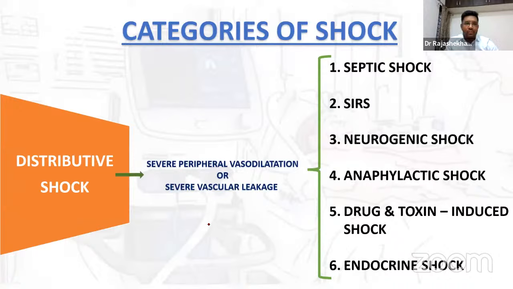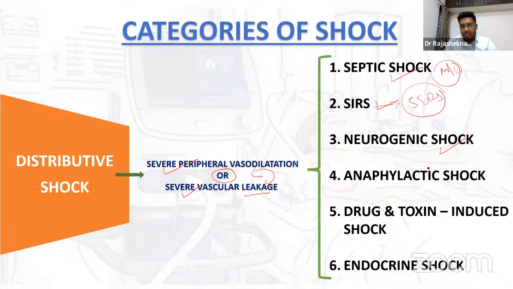So in this scenario, distributive shock is the most common type of shock. Here, there is a severe peripheral vasodilatation or a severe vascular leakage. Both can occur. The septic shock is the most common type of distributive shock. Then SIRS due to any etiology. SIRS is a systemic inflammatory response syndrome. Then neurogenic shock. Although some people consider neurogenic shock as a separate type of shock, it can be considered as a type of distributive shock. Then anaphylactic shock, then some drug and toxin-induced shock, then endocrine shock.